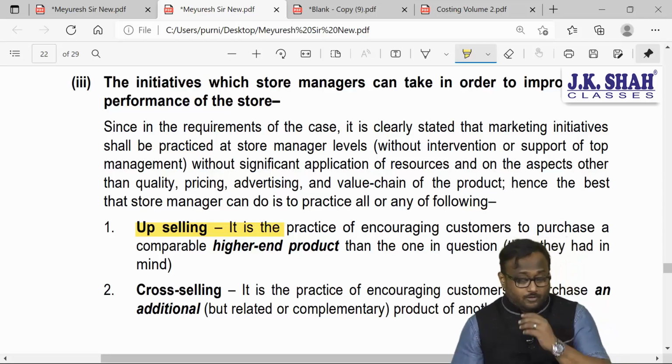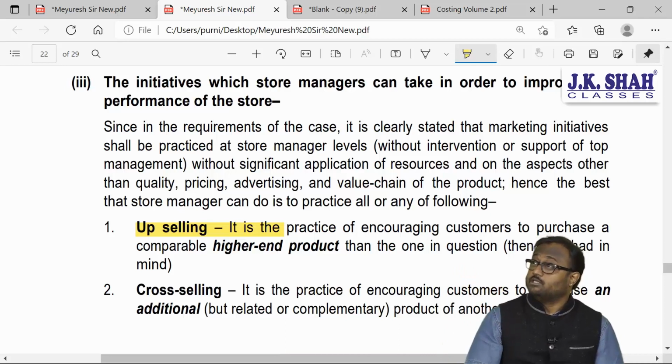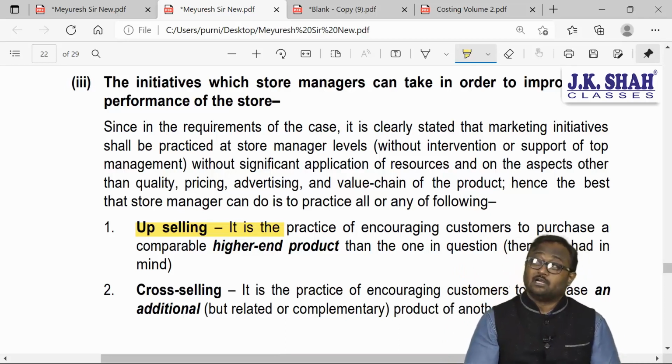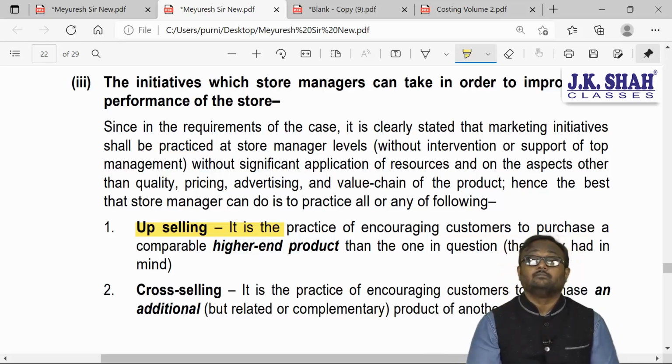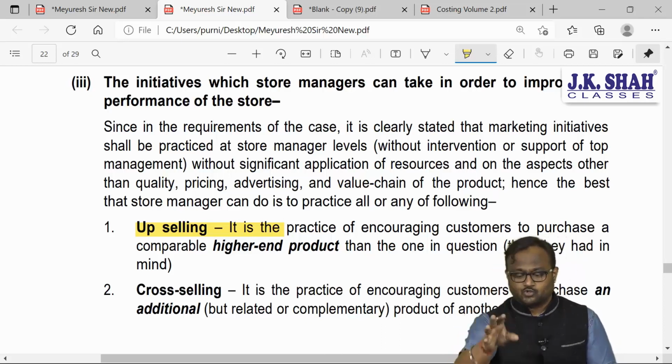Have you ever been to a restaurant? When you can't decide the menu, you ask the waiter, suggest something good in vegetables. He will always tell you the costliest one. Suggest something in starters. Sir, why don't you go for the platter? They will push the most expensive one. Anything in dessert, the most expensive. Because they are supposed to do that.